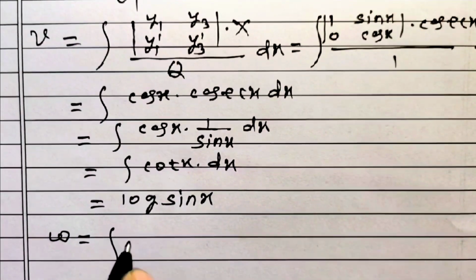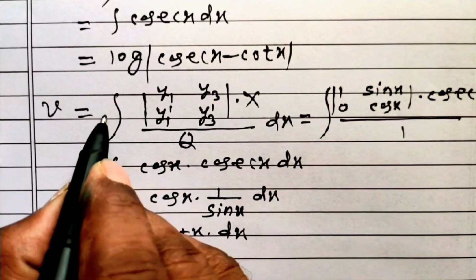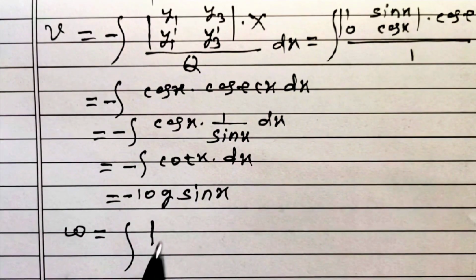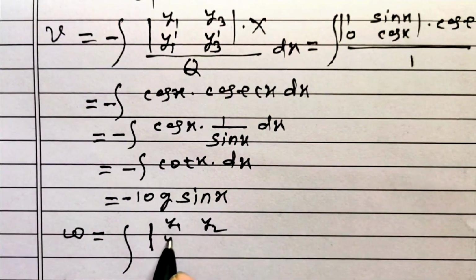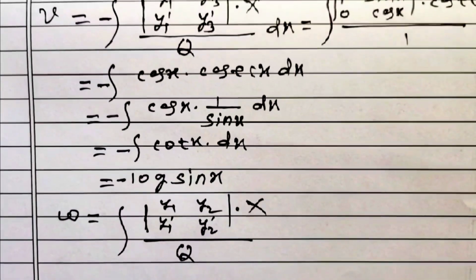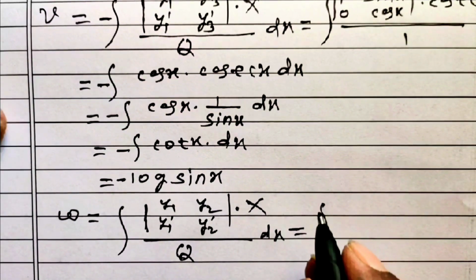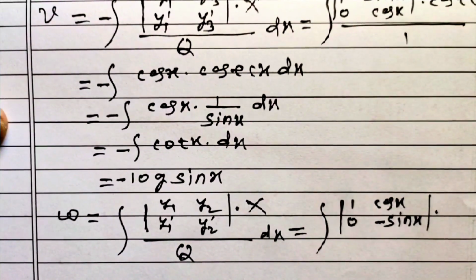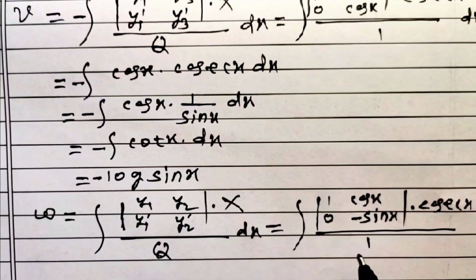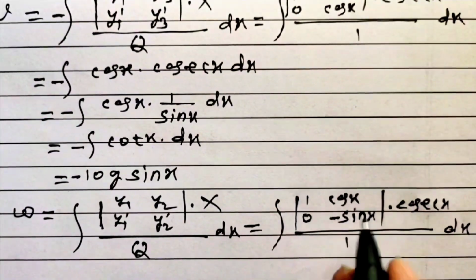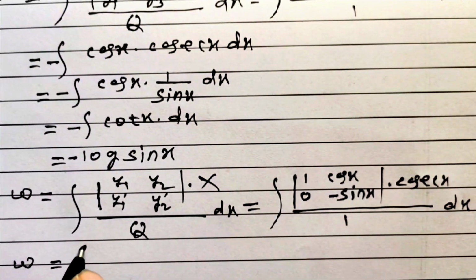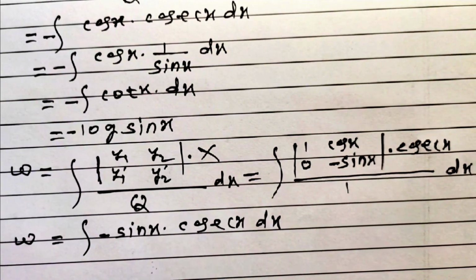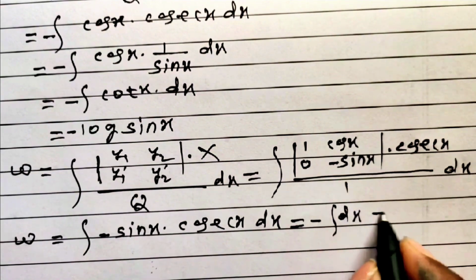The formula for w is the integral of the determinant with a negative sign. This formula is with a negative sign. So you can put a minus sign here. Now w is equal to the determinant value of y1, y2, y1 dash, y2 dash into capital X divided by q, integral with respect to x. This is equal to y1 is 1, y2 is cos x, y1 dash is 0, y2 dash is minus sin x, into capital X, which is cosec x, divided by q. Q is 1, and then integral with respect to x. We have to evaluate this integral to get the value of w. W is equal to the integral of minus sin x into cosec x, integral with respect to x. But cosec x is 1 upon sin x. So this becomes minus integral with respect to x, which is equal to minus x.